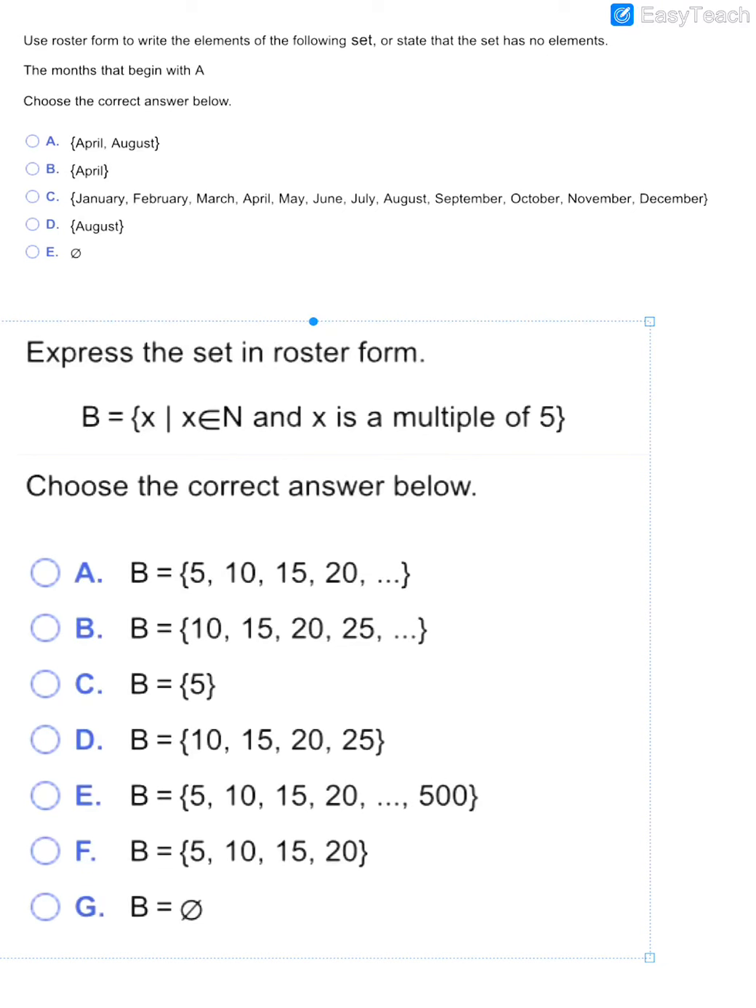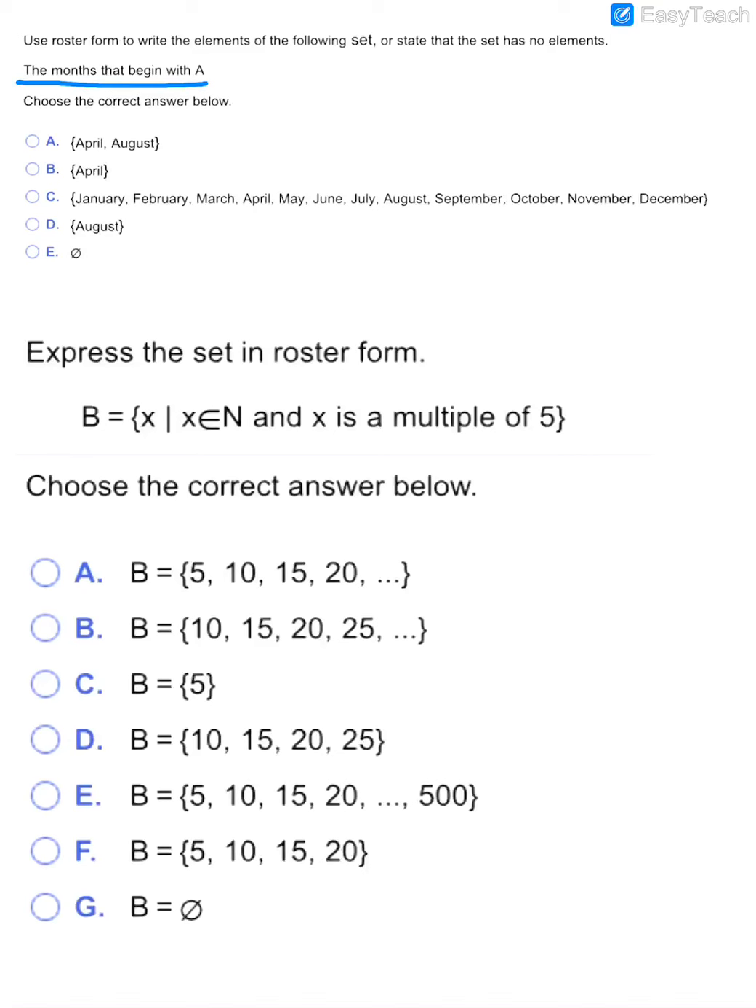In this video, we will review sets and set notation. So in this first question, we are asked to use roster form to write the elements of the following set or to state that the set has no elements. And so our focus on this set are the months that begin with the letter A.